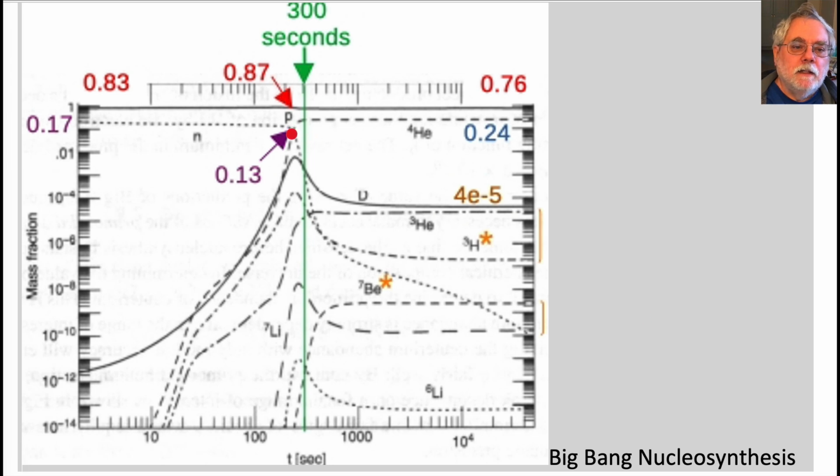So, helium 4 takes up most of the neutrons within 300 seconds, and its mass fraction ends up at 0.24, as seen in the outer layers of most stars. Helium is 23.8% by mass of our Sun's outer layer. Helium that our Sun produces by fusion in its core does not get convected to its surface.